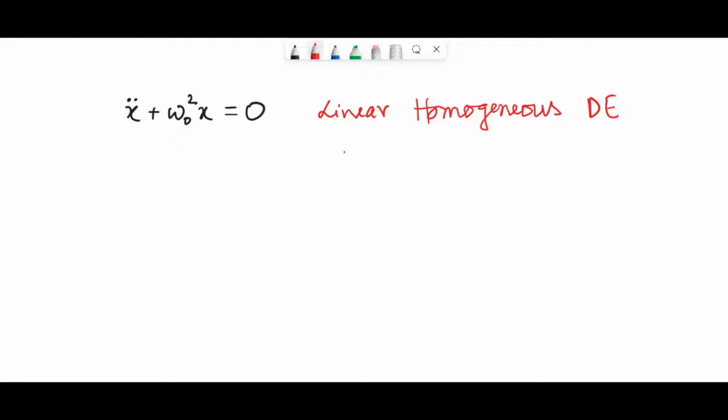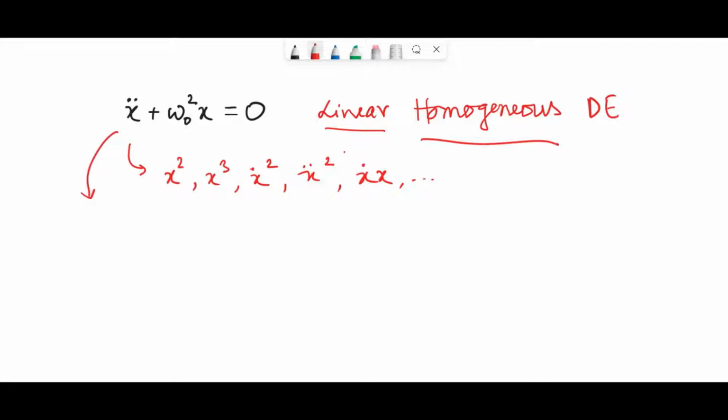So first of all, the equation is linear because this equation does not carry any term which has x squared or x cubed or x dot squared or x double dot squared or x dot x, etc. That means all the terms in this differential equation are linear. And then the next word is homogeneous. What homogeneous means is that all the terms contain x, right?